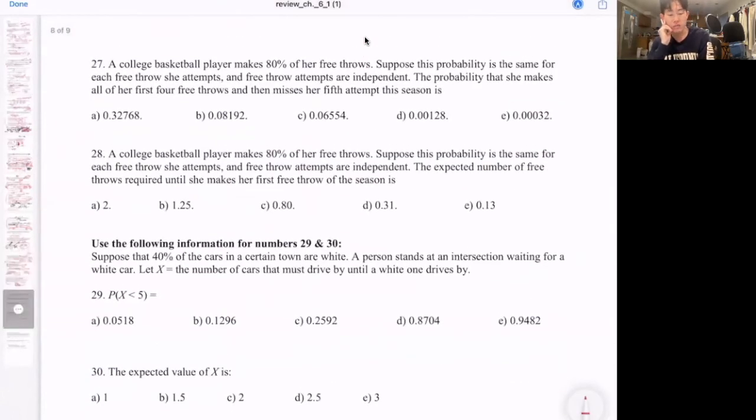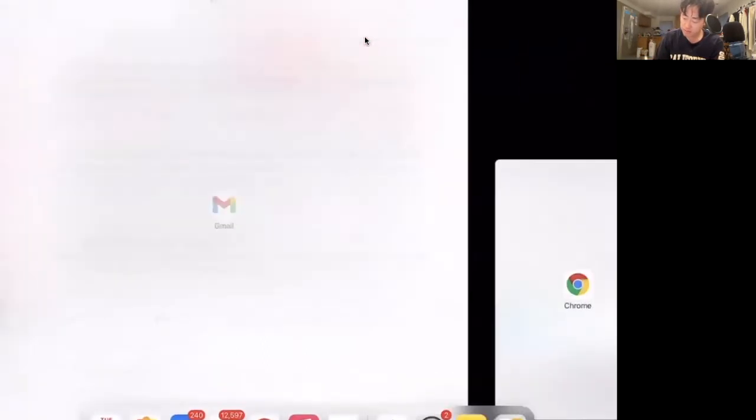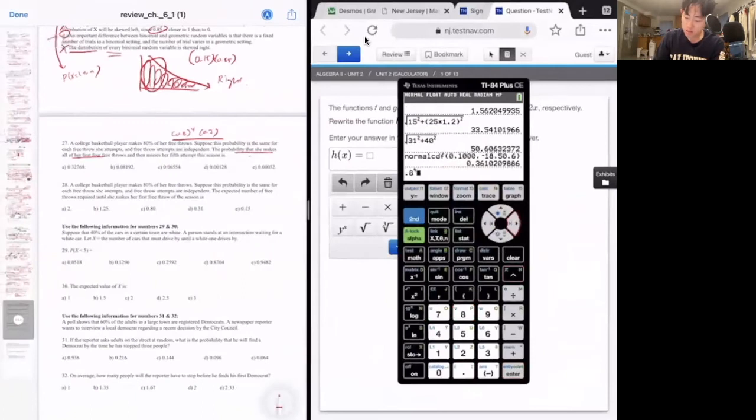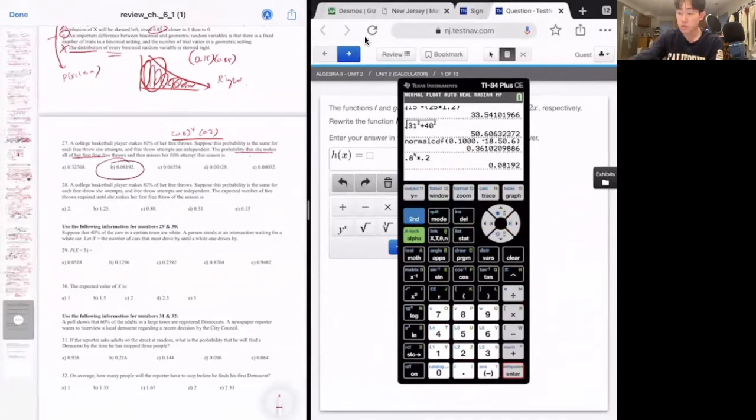Number 27, a college basketball player makes 80% of her free throws. The probability is the same for each throw she attempts, and free throw attempts are independent. The probability she makes all of her first 4 free throws and then misses her 5th attempt in this season is, okay, 0.8 raised to the 4th power for making the first 4, then misses her 5th is 0.2. There's really only one way to do that. So you just put that in the calculator, times 0.2, and I believe that's about this. So the answer to 27 should be B.